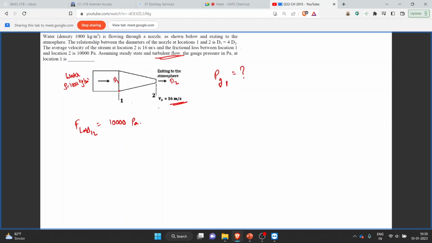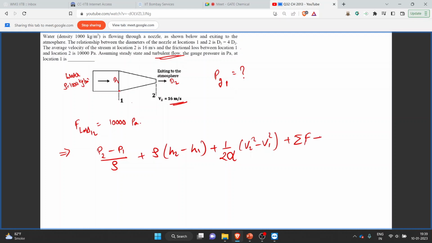So according to Bernoulli's theorem, which is obtained from energy conservation, we can write it as (P2 minus P1) upon rho plus (H2 minus H1) plus 1 upon 2 alpha, where alpha is a factor accounting for turbulent or laminar flow, (V2 square minus V1 square) plus the summation of all the friction losses plus the work done. This will all be equal to 0.